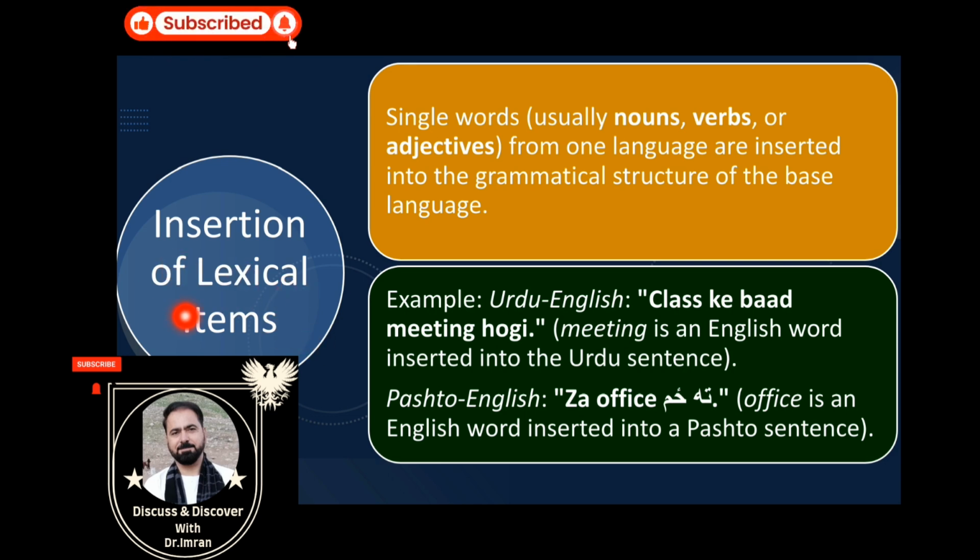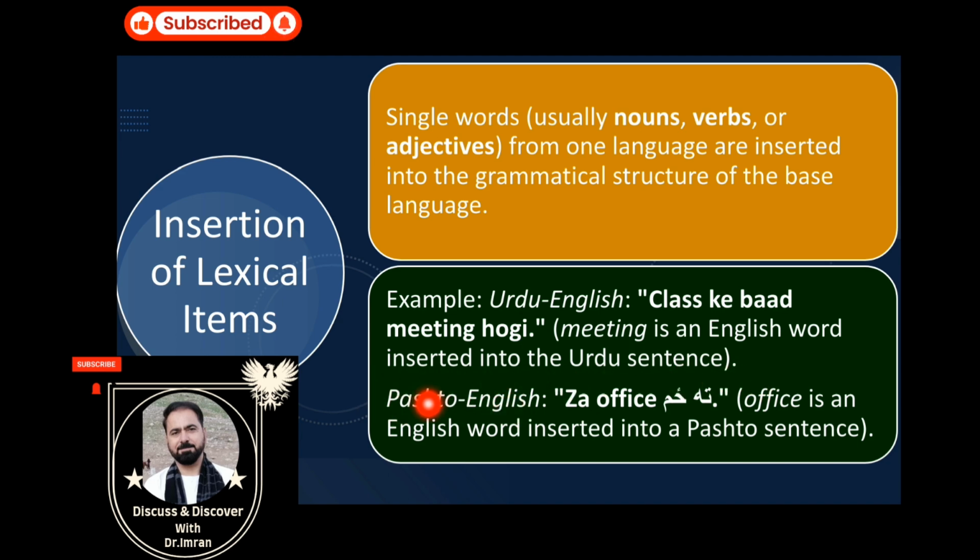Now, insertion of lexical atoms. Single words, usually nouns, verbs or adjectives from one language are inserted into the grammatical structure of the base language. For example, Urdu-English, we say "class ke baad meeting hogi". Now see here, class ke baad meeting hogi. So what is meeting? It is an object here. Class ke baad is used as subject. And hogi is a verb. So meeting is an English word inserted into an Urdu sentence.